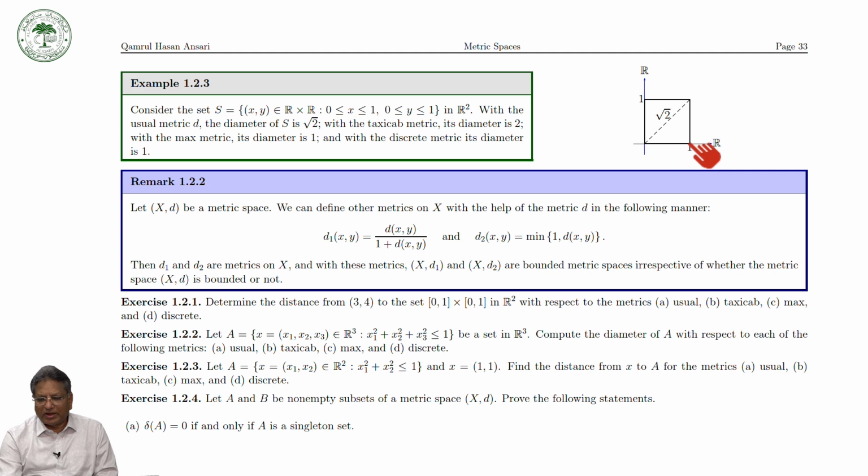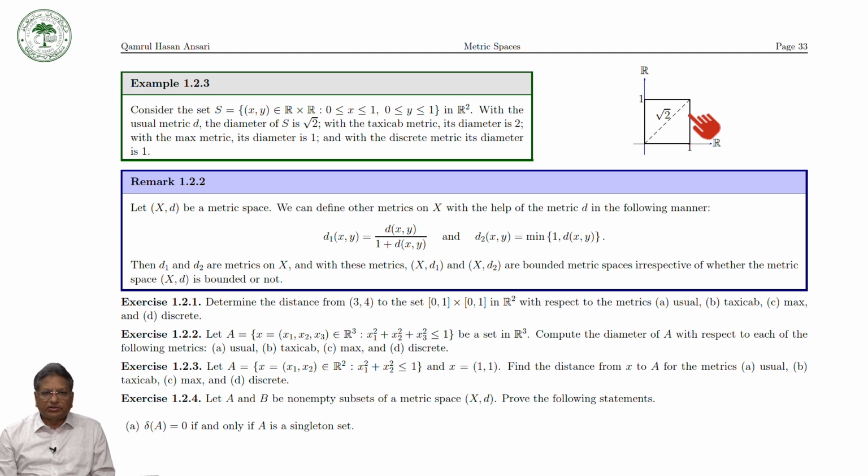So here x1 minus y1 is 1 and x2 minus y2 is 1, and the maximum is 1. So with respect to the max metric, the diameter of this set is 1. You can see that the diameter with respect to different kinds of metrics is different. It is not the same. With respect to the usual metric, the diameter of this set is under root 2. With respect to the taxicab metric, the diameter is 2. With respect to the max metric, the diameter is 1.